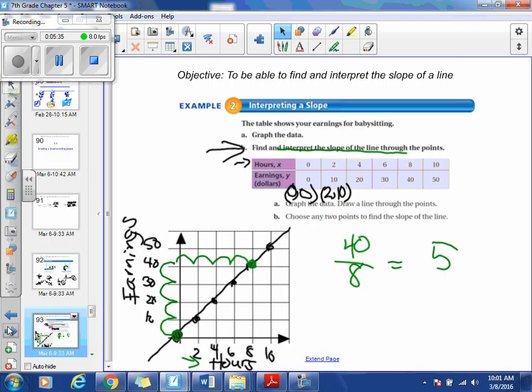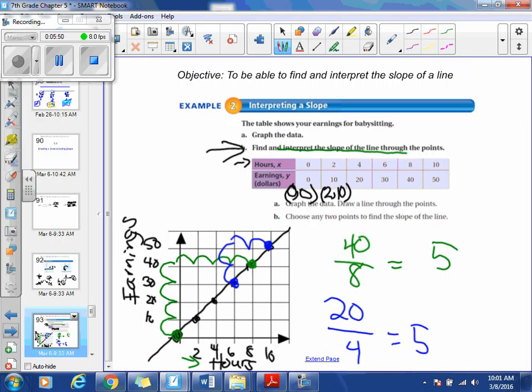Then it says interpret the slope. Actually, before we do that, let's pick 2 other points, just for fun, just to prove that we get the same thing. Let's pick this point and this point. So here I rise first, and I go up 10, 20. And then I run by 2, so 2, 4. 20 divided by 4, also 5. All right, so I have my slope. I found my slope, it's 5.